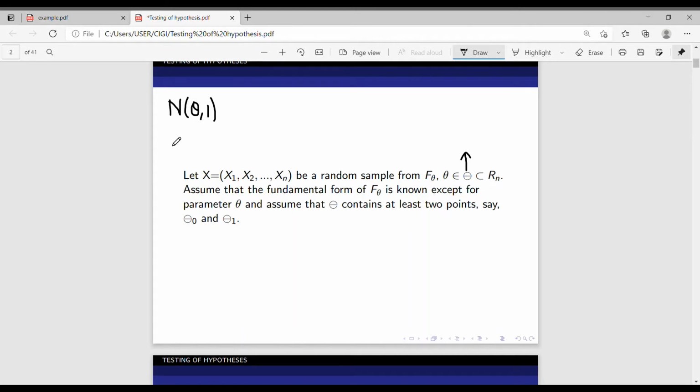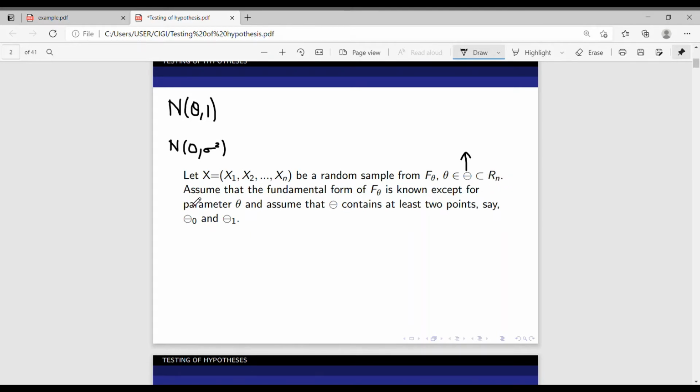Similarly, if we consider the normal distribution with mean 0 and variance sigma square, then the parameter space is the positive side, 0 to infinity, which is again a subset of R.